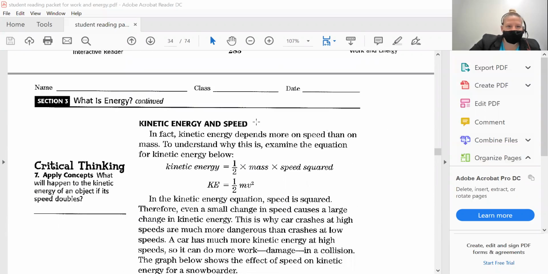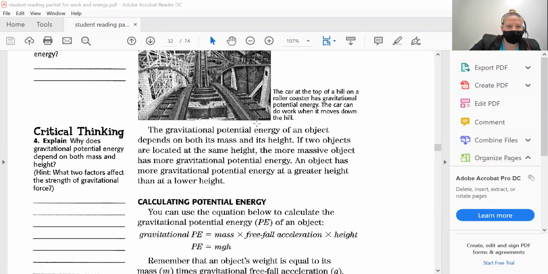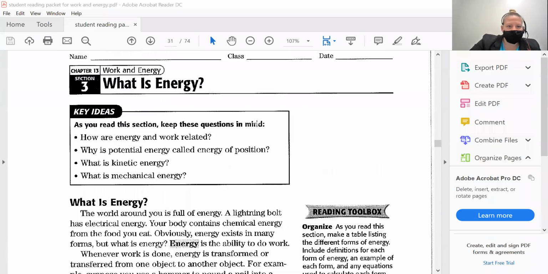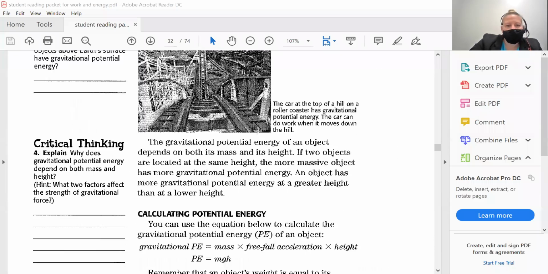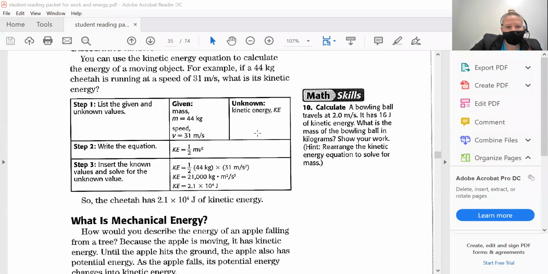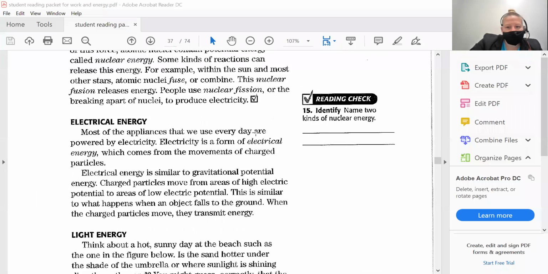We should be on chapter 4, correct? We already did what is energy, right? Okay.